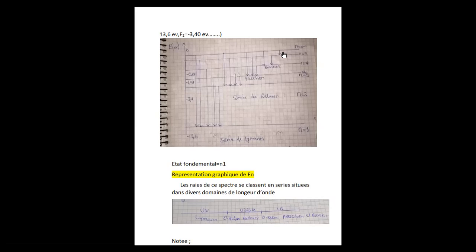You have to know where the Lyman series is. The Lyman series is always presented in n equals 1. The Balmer series is always presented in n equals 2, and Paschen in n equals 3. Brackett is n equals 4, then Pfund is n equals 5. So that's how they are always represented.